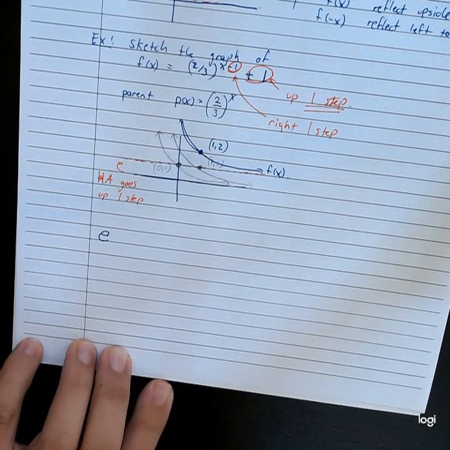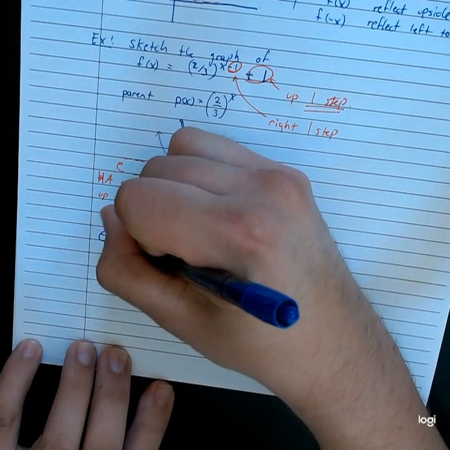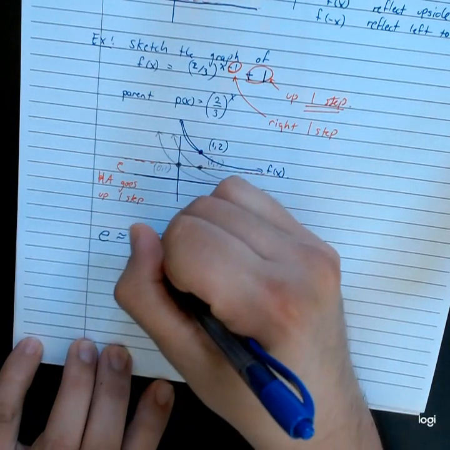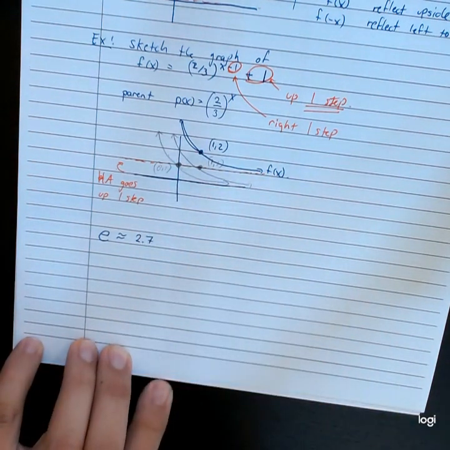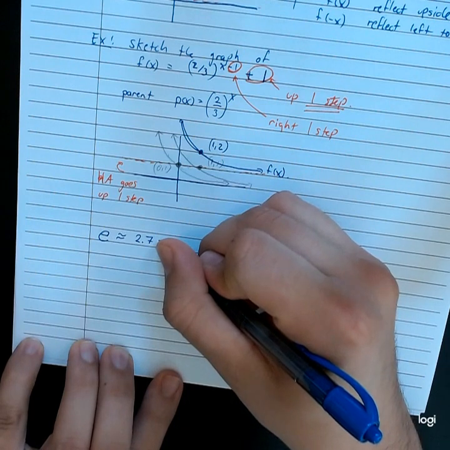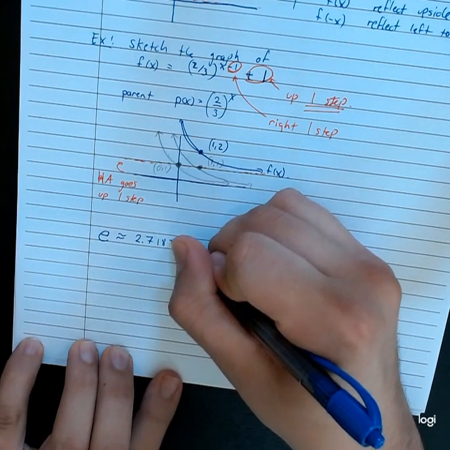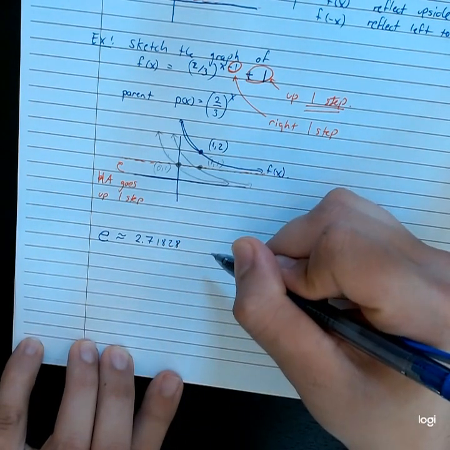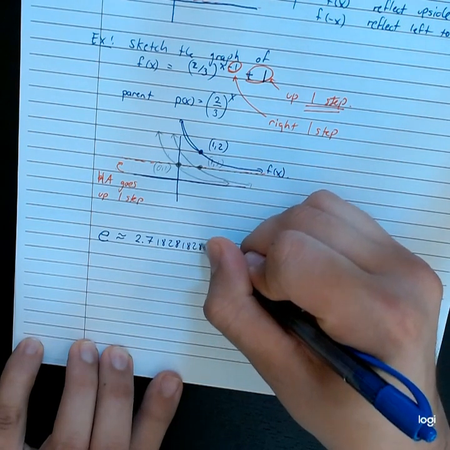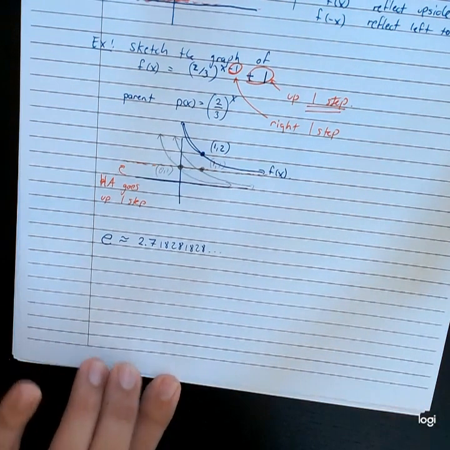It represents a number that's approximately 2.7. And you say, well, 2.7 is not that hard to write down. Well, no, but it's not 2.7. It's in fact much longer than that. It's 2.71828 1828... It keeps on going.